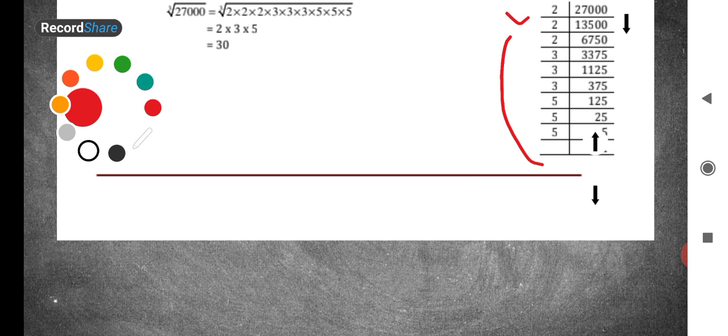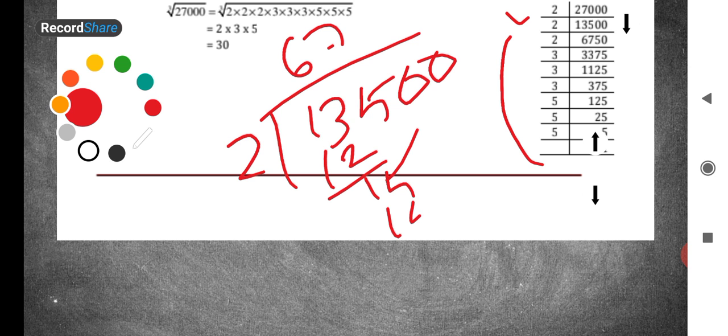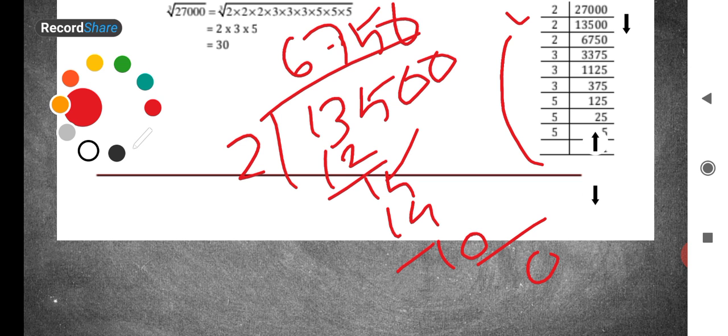13,500. Then again 13,500 is also divisible by 2. How many times? You have to divide. How to find out this value? You will divide like this. This is divisible by 2, isn't it? First it will go 6 times 12, then 7 times 14, then 10, 5 times, then 0. So you will write 0 here. So how much? 6750.